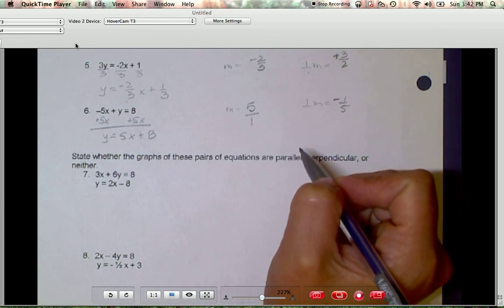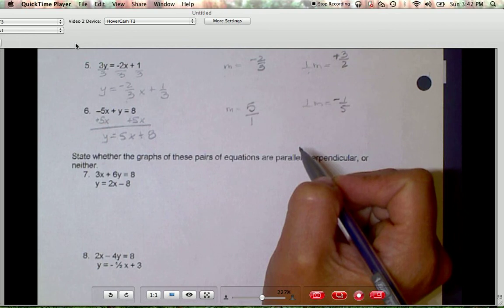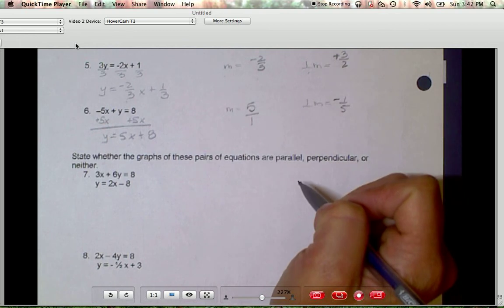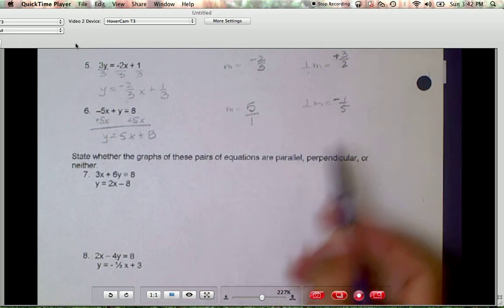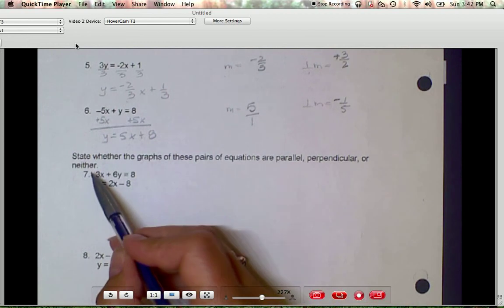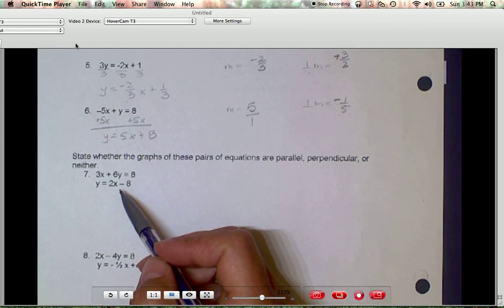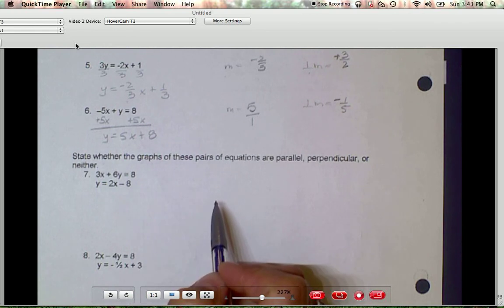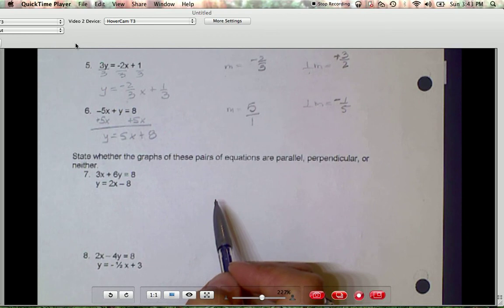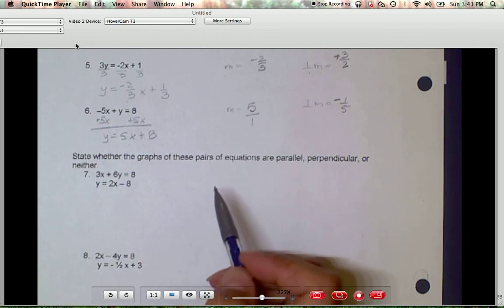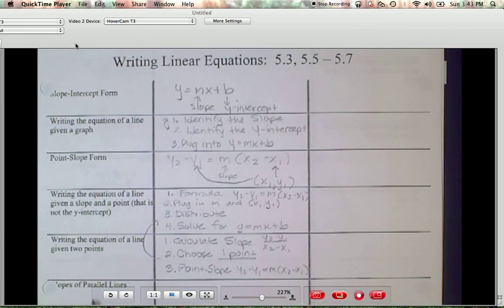In the last section, it says, state whether the graphs of these pairs of equations are parallel, perpendicular, or neither. Now, whether they're parallel, perpendicular, or neither is all dependent on their slopes. So what you need to do is first figure out what the slopes of the two are, and then compare the two slopes. So we can go ahead and put this on our Cornell note sheet. We can fill in a couple of these other ones too.